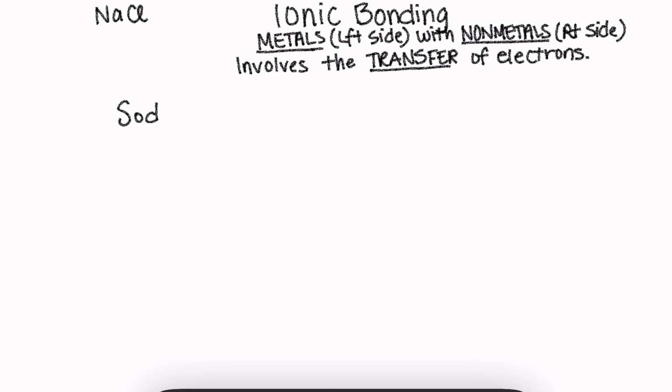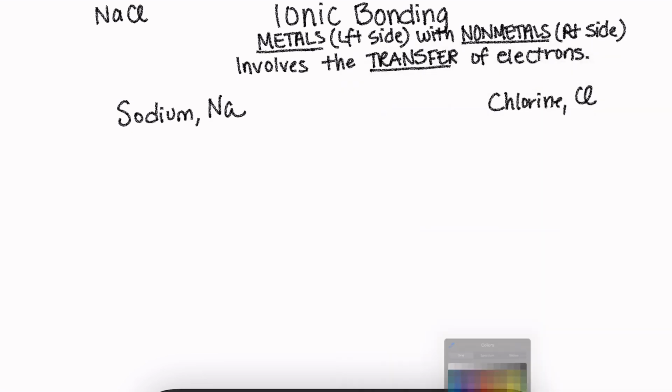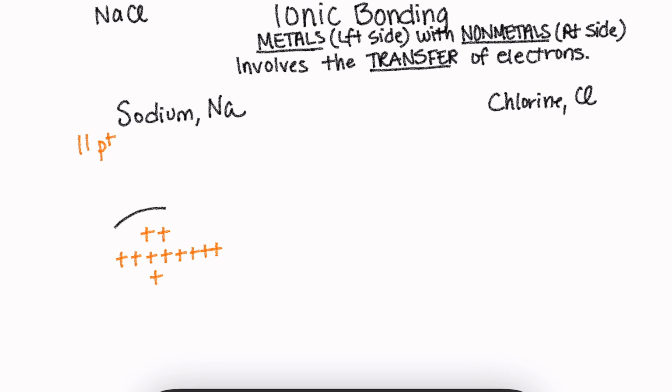Now I'll show you how sodium, or Na, binds with chlorine, or Cl, to form an ionic bond. First, we'll put the protons. Sodium has 11 protons. So let's go ahead and put those here. 1, 2, 3, 4, 5, 6, 7, 8, 9, 10, 11. When we go to put the electrons on there, we don't care about the neutrons at all right now, since those don't have anything to do with the bonding part.